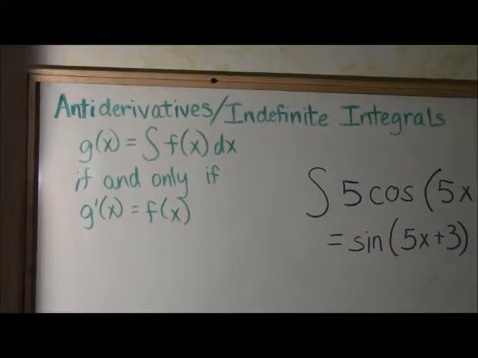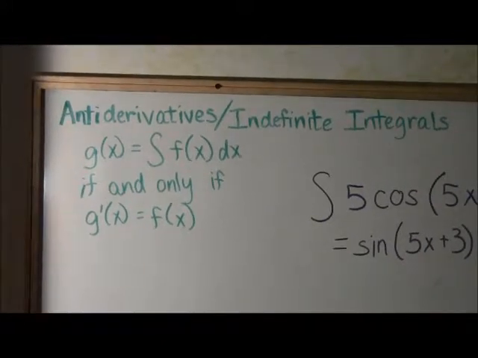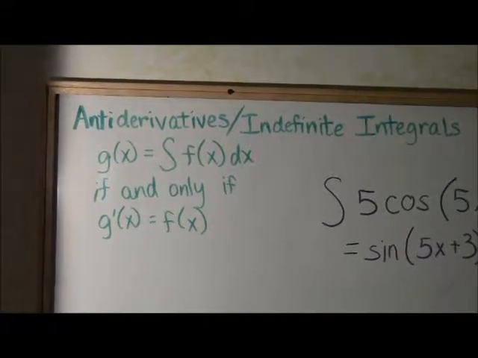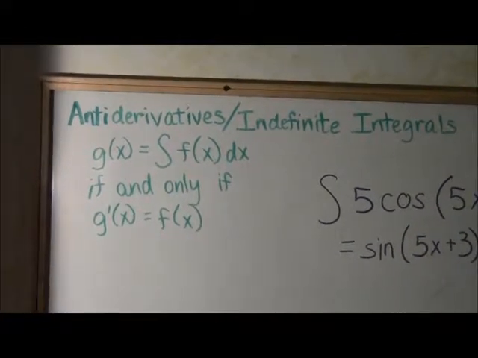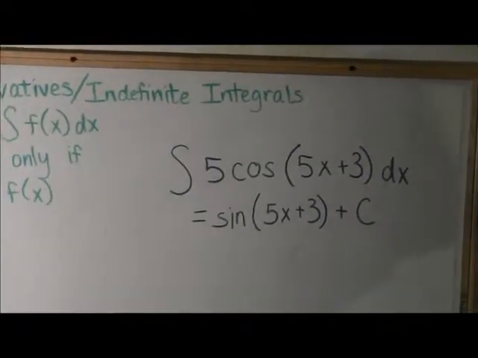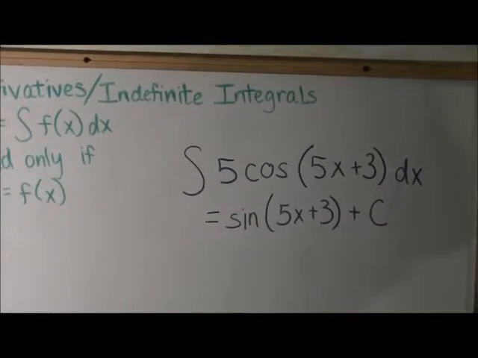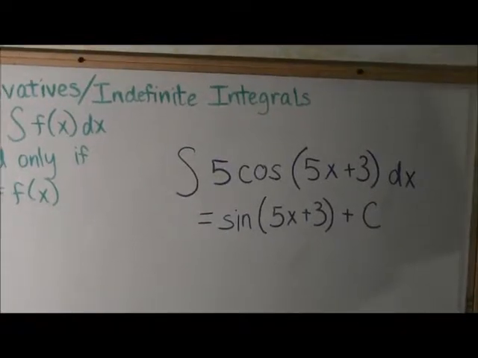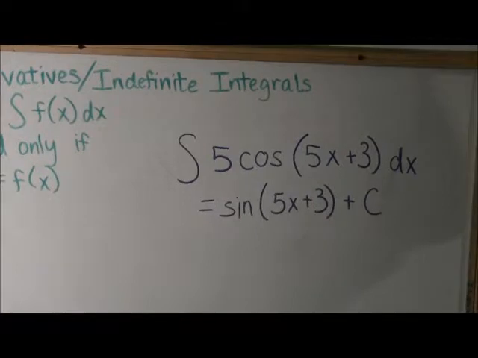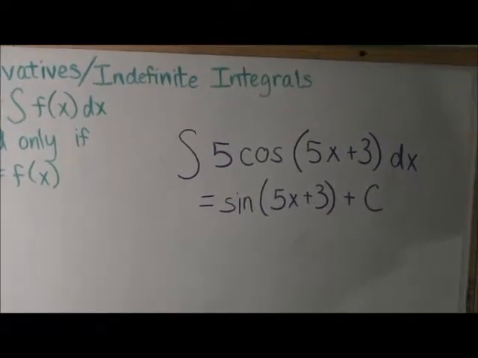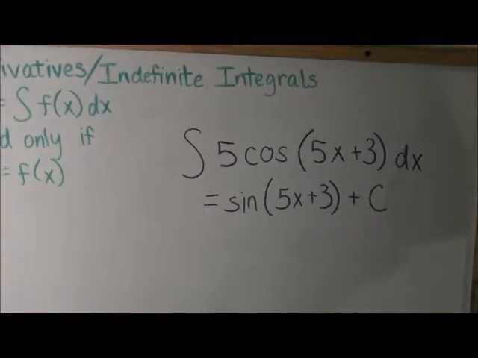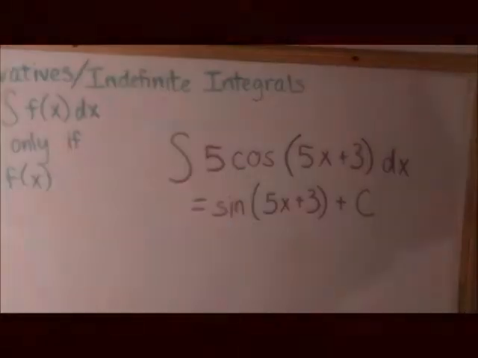The definition of antiderivatives, which are also called indefinite integrals, is g of x equals the integral of f of x dx if and only if g prime of x equals f of x. For the problem, the integral of 5 cosine of the quantity 5x plus 3 dx equals the antiderivative of cosine, which is sine of the quantity 5x plus 3 plus the constant c.